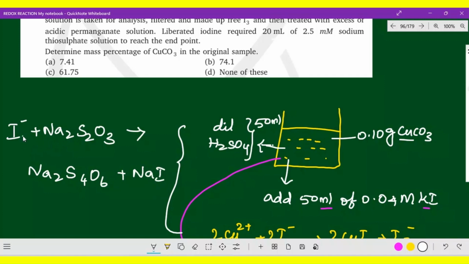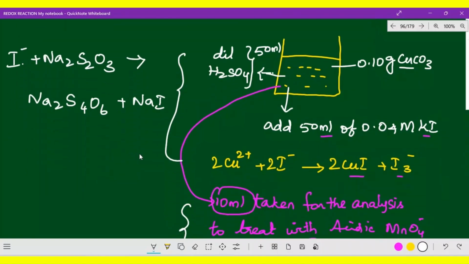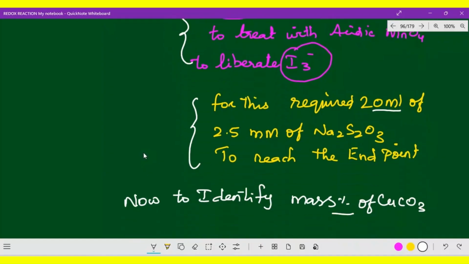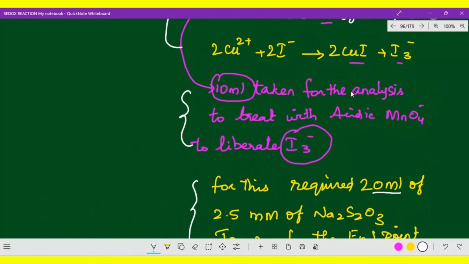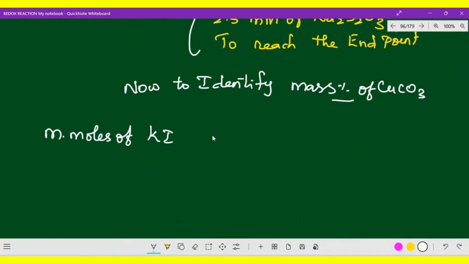Okay, now this is I2 minus. That is what I just mentioned, I2 minus. Right now at this point, we have to find out the moles, that is actually millimoles only. So what are the points? First, millimoles of potassium iodide. Here how much potassium iodide have we taken? Very clearly I just mentioned 50 ml of 0.04 M potassium iodide we have taken, right?